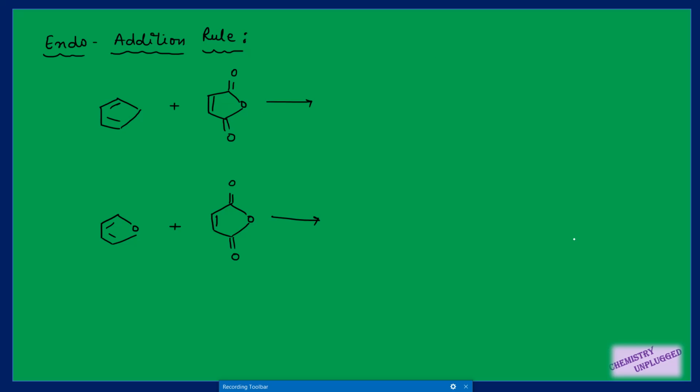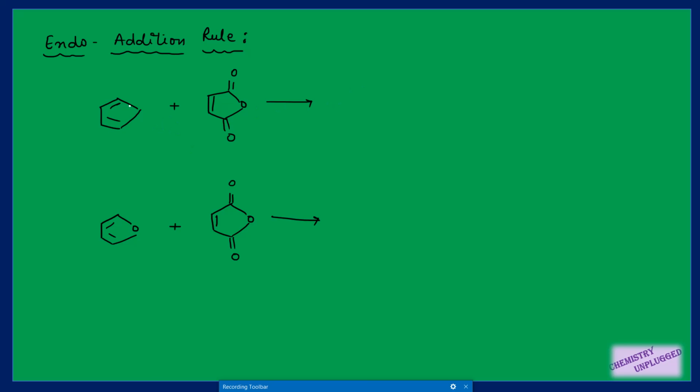I think these two things are very clear to you, regioselectivity and the cis principle. We are moving one by one, step by step, so we can solve questions, right? The next rule, or the last rule, is the endo-addition rule. The endo-addition rule is first given for cyclic compounds, then we will move to acyclic compounds, right?